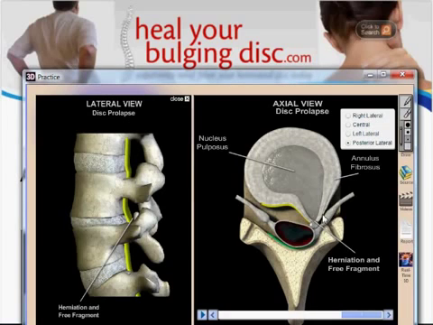not only is the wall torn, but now the fluid is starting to leak out, and that's what we would call a ruptured disc. And another name that we would use to refer to that is a sequestered disc. So that's basically what that means.